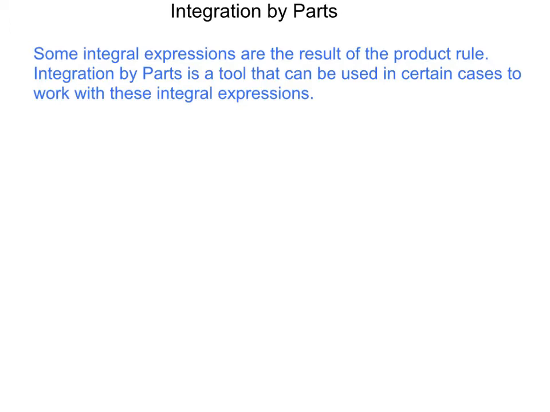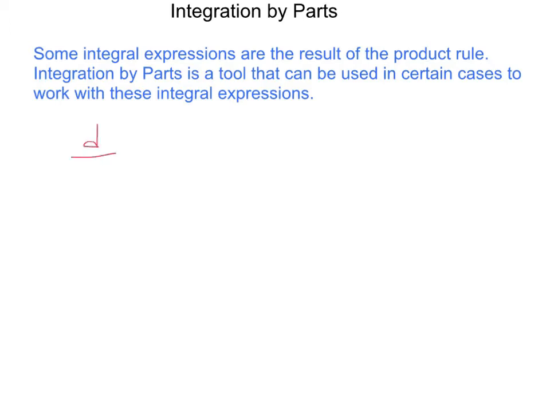So remember that integration is basically undoing a derivative. So when the product rule was used to take a derivative, integration by parts is sort of the method that's used to undo that product rule. I want to show you where integration by parts comes from. So let's quickly take a look at that.